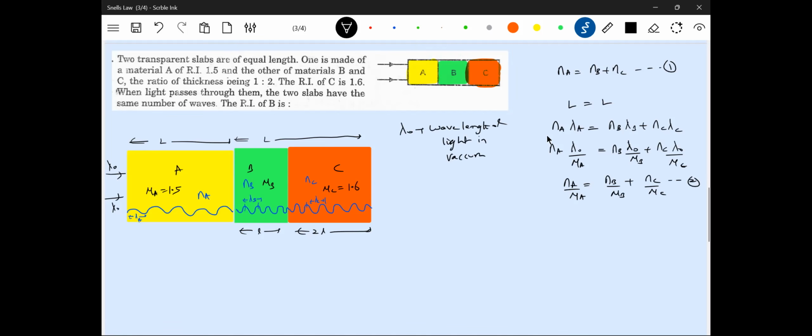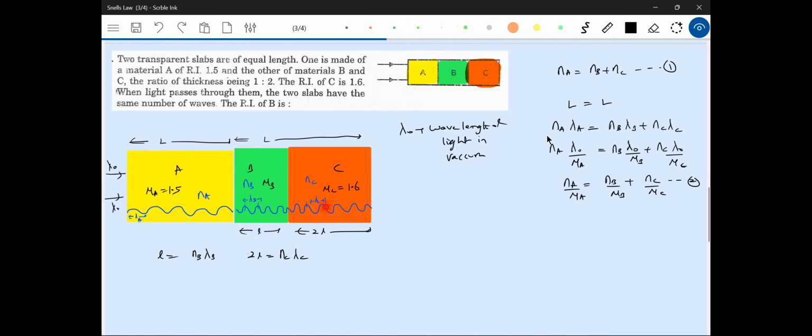Now let's come to this one. Look at the slab B. Here for slab B, we can write L equal to NB into lambda B. The length of this slab should be equal to the number of waves in slab B times the wavelength of light in slab B. At the same time, 2L should be equal to NC into lambda C. 2L should be equal to the number of waves in slab C times the wavelength of light in region C.